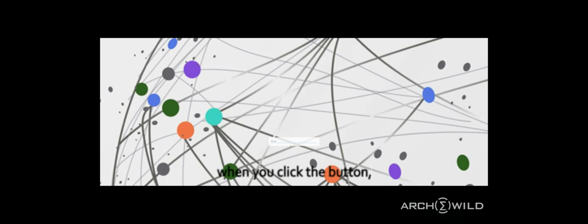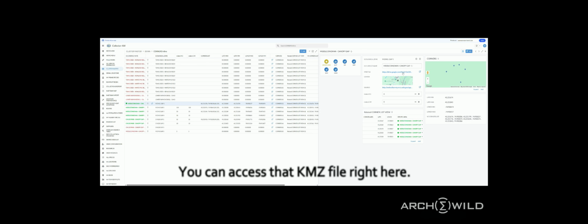So click the button. Now, when you click the button, the Collector app will resync. This is to ensure some data integrity on the back end. It's annoying, I know, but it's the best I could do. There we go. So that green button is now yellow. The yellow just tells you that you already have a KMZ file. You can access that KMZ file right here.